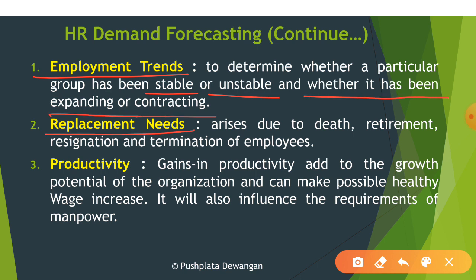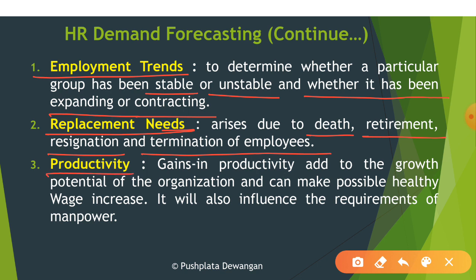The next technique is replacement need. Replacement in the organization generally arises because of the death, retirement, resignation, and termination of employees in the organization. For the fulfillment of these vacancies, the HR manager generally hires new personnel in place of these employees.